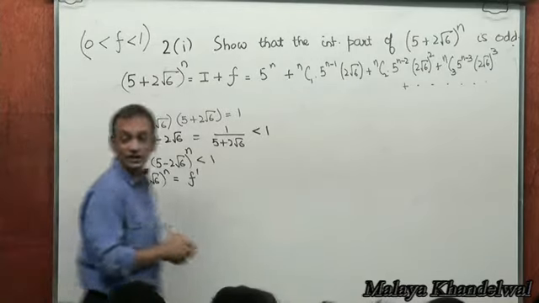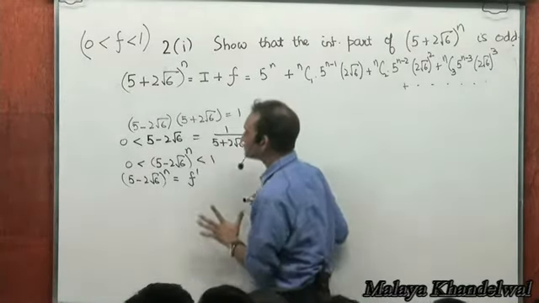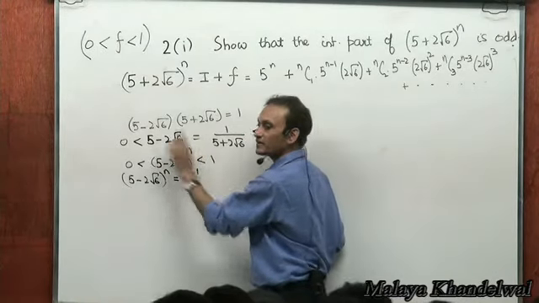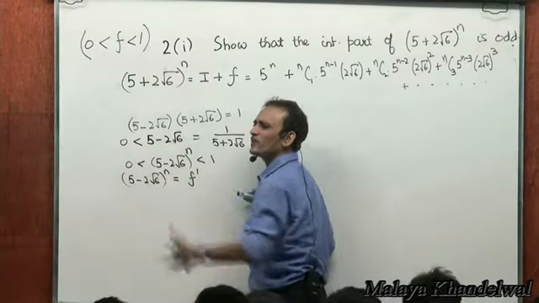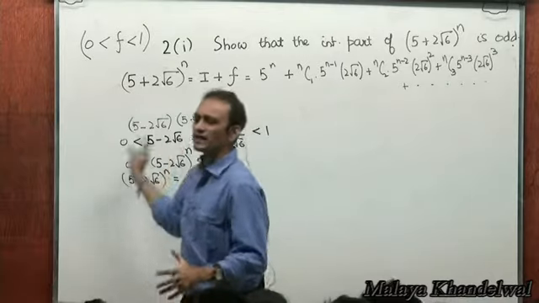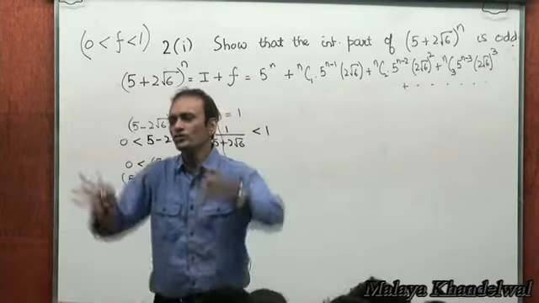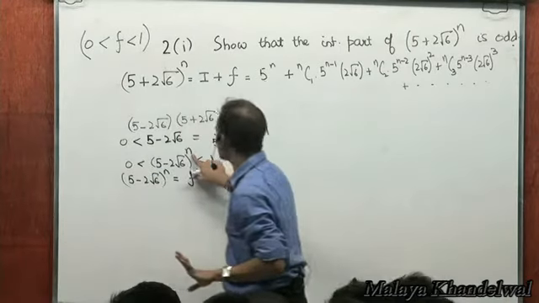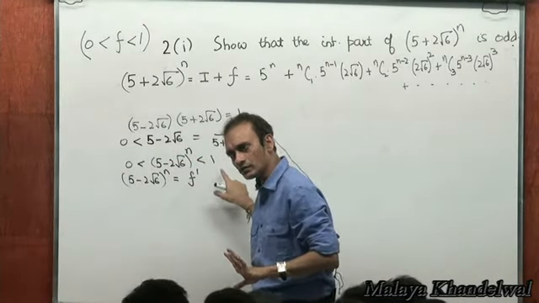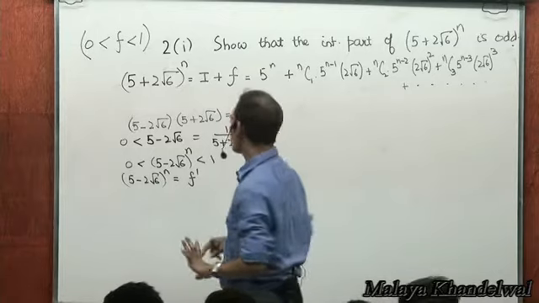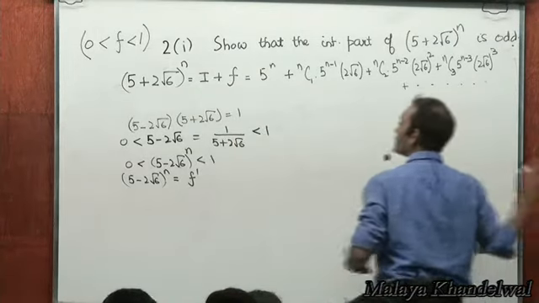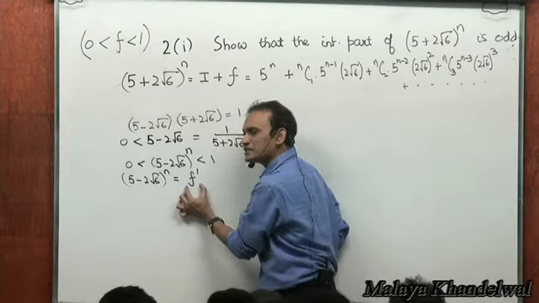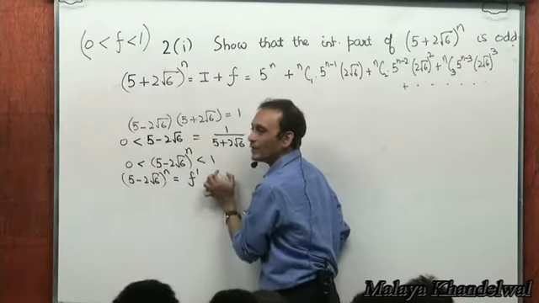Right? Yes or no? You understand this? Do you understand 5 minus 2 root 6 is less than 1 and greater than 0? Suppose there is a number less than 1 and greater than 0, 0.3. If you raise it to a power 5000, it will still lie between 0 and 1. So raise it to power n, it will still lie between 0 and 1. So (5 minus 2 root 6) to power n has 0 as its integer part and f prime as its fractional part. F prime will be greater than 0 and less than 1.